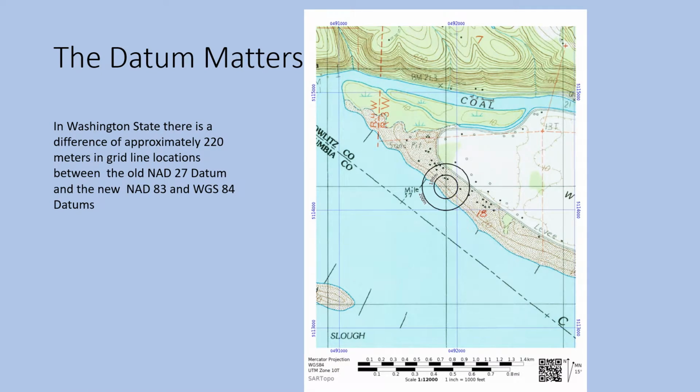In Washington state, there is a difference of approximately 220 meters in grid line locations between the old NAD 27 datum and the new NAD 83 and WGS 84 datums. Before you set out on a search, make sure that the datum on your GPS and your map is appropriate for the search.